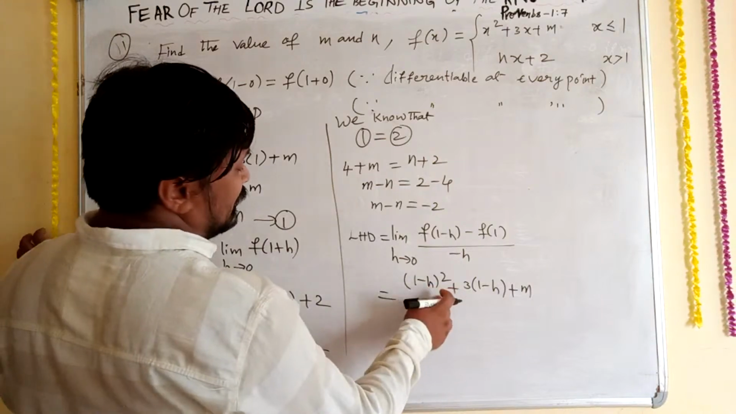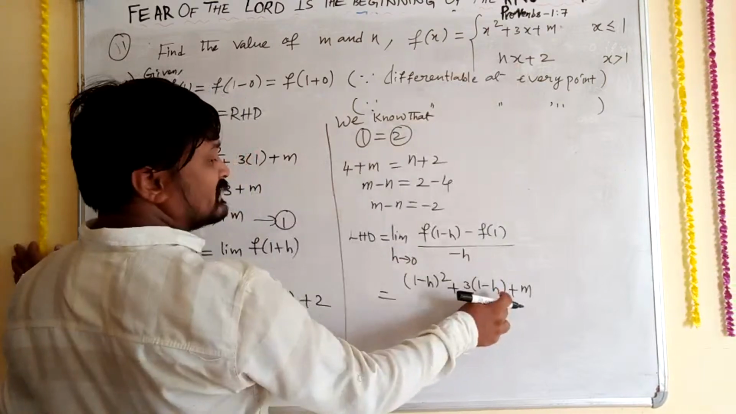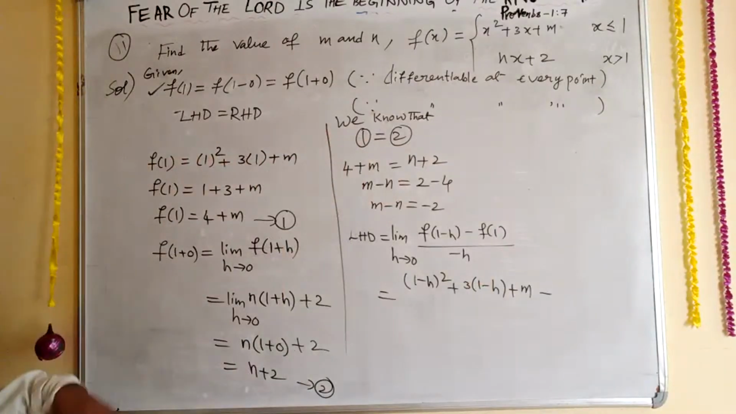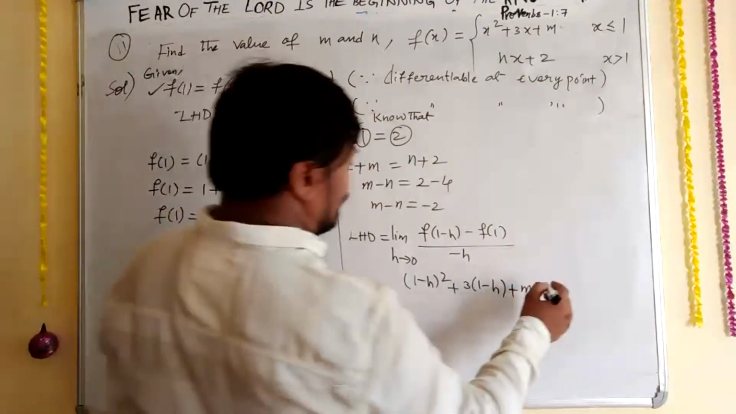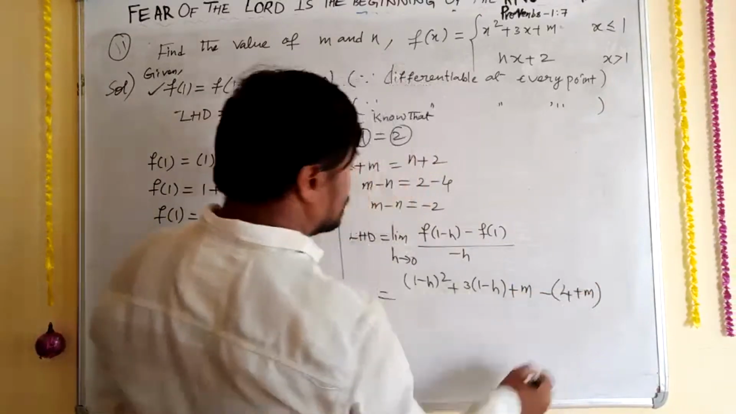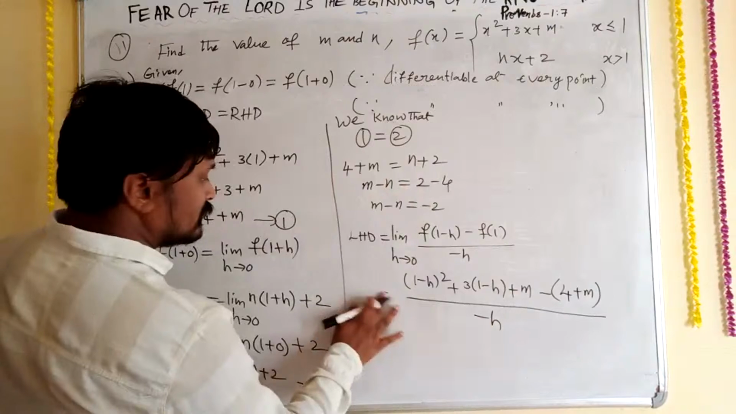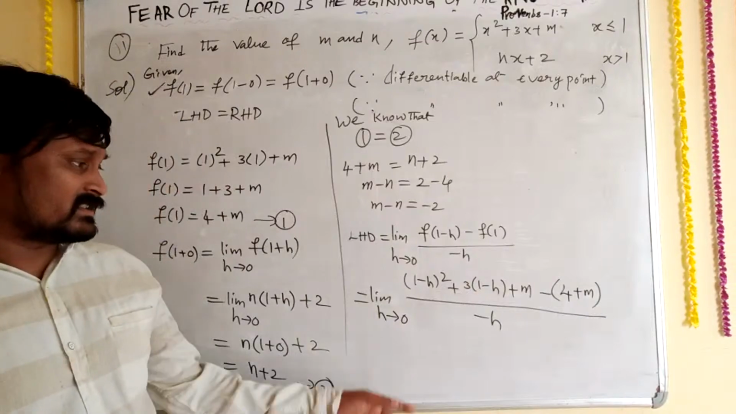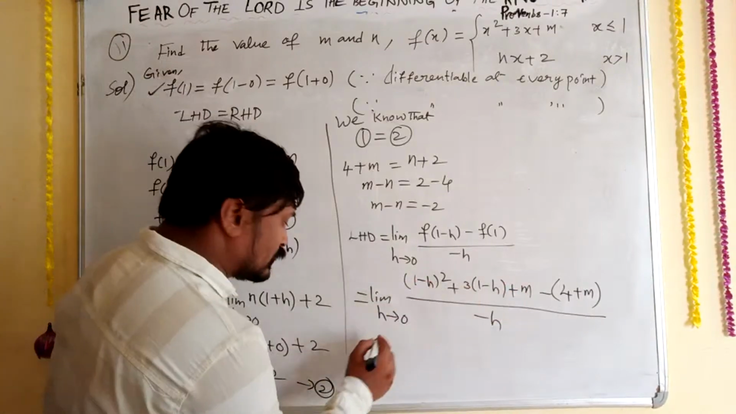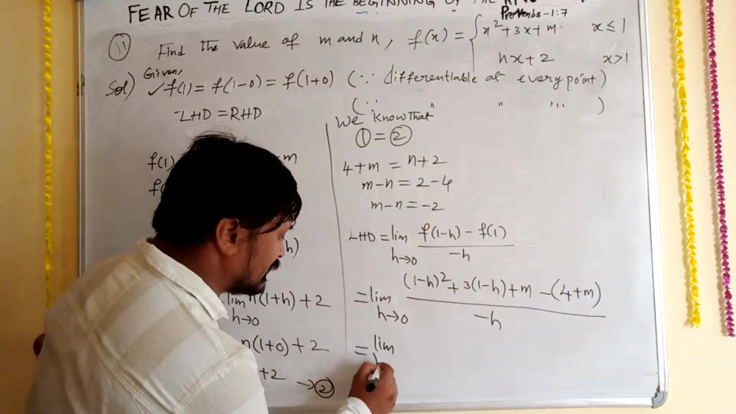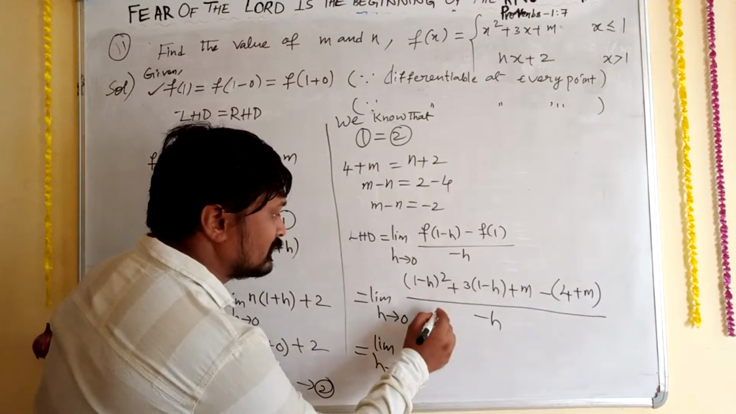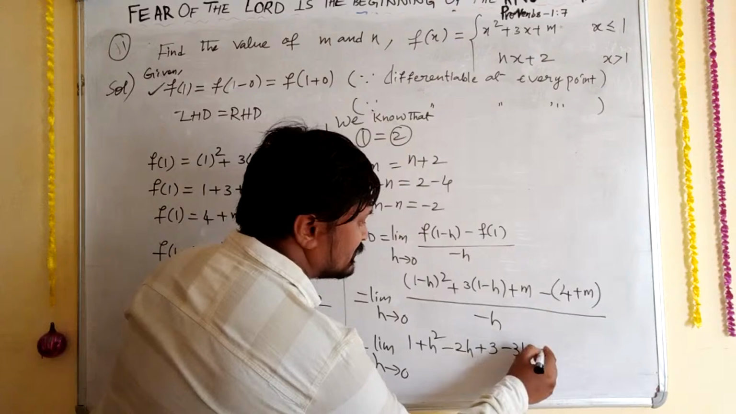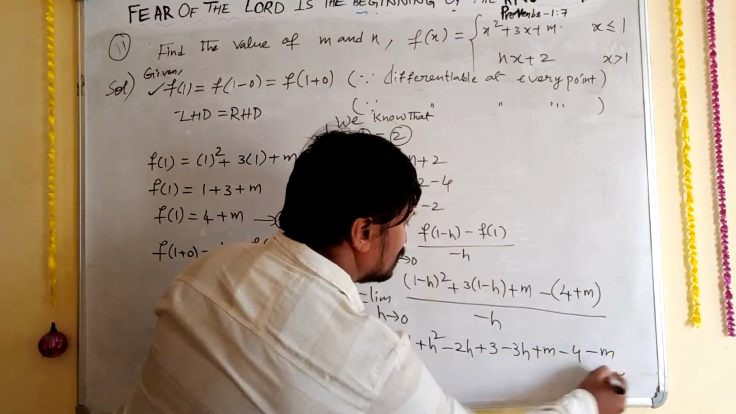So now here it is 1 minus h whole square plus 3 into x, which means 1 minus h, plus m, minus f of 1. F of 1 we already found, right? What is that? 4 plus m. So substitute that: 4 plus m, bracket upon minus h, limit h tends to 0. When you solve this, use the a minus b whole square formula: limit h tends to 0, 1 plus h square minus 2h plus 3 into 1, 3 minus 3h plus m minus 4 minus m upon minus h.